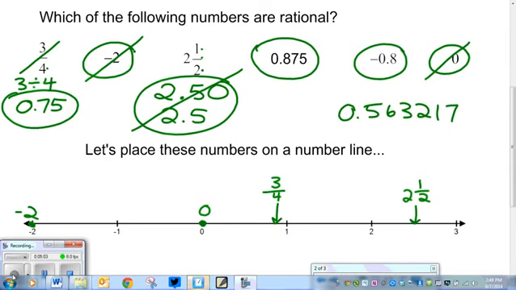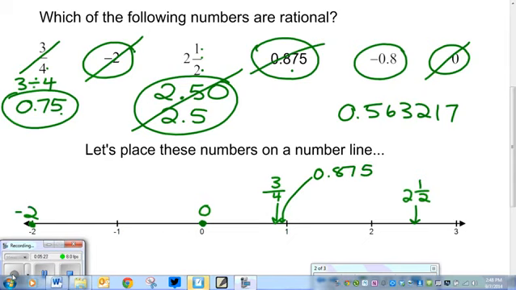So 3/4 is done. Now I have 0.875. Well, if I compare the decimals of 0.75 and 0.875, 0.875 is larger. So 0.875 is closer to 1, which means it's going to have to be in between 3/4 and 1, pardon me. So 0.875 is going to go there.